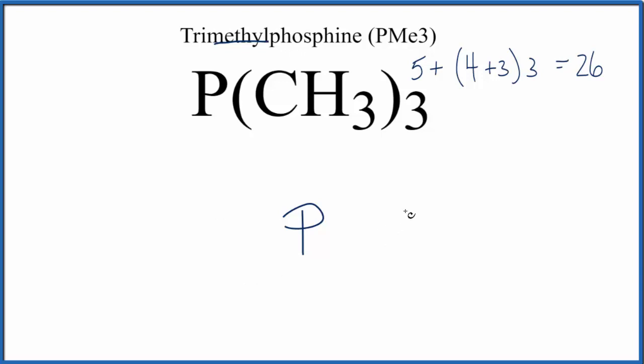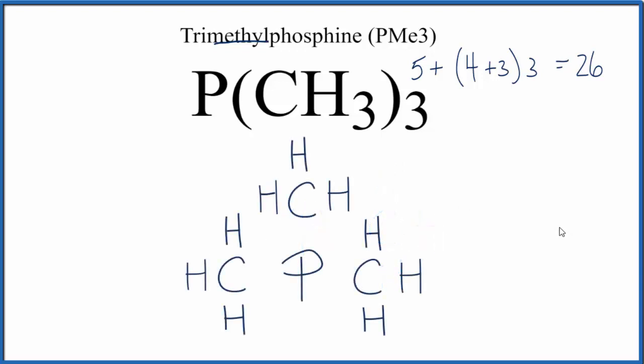So we'll put 1 here. And we have 3 H's, those go around, and then we'll do it 2 more times. Okay, so I had to squeeze a little to make things fit, but you get the idea. The phosphorus is here, and then we have 1, 2, 3 of these CH3, these methyl groups around it. So we have 26 valence electrons.